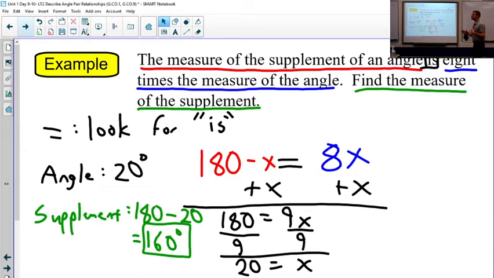And we can actually double check that this is right, because if we're looking at the supplement and we're looking at the angle, here's the supplement, 160, here's the angle, 20. If I take 20 and multiply it by 8, like I want to look at, 8 times the angle, if I take 8 times 20, guess what I get? 160. So that tells me that I'm right, that it is true that if I have a 20-degree angle, the measure of the supplement is 8 times the measure of the angle. 160 is 8 times 20.